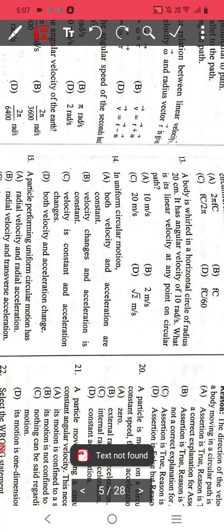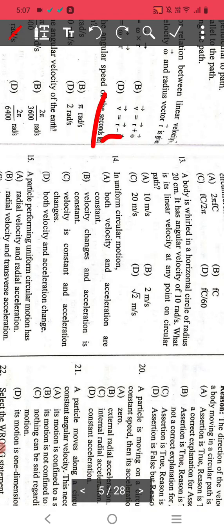Question number 13. A body is whirled in a horizontal circle of radius 20 cm. It has angular velocity 10 radian per second. What is the linear velocity? What is the formula? We know that v is equal to r omega. So r is 0.2, omega is given as 10. What is the value? 2 meter per second. Option B is the correct answer.